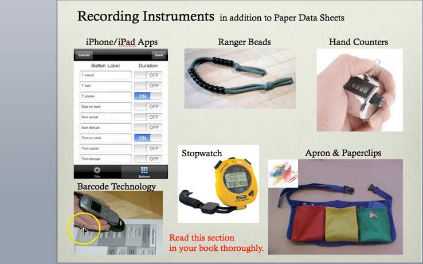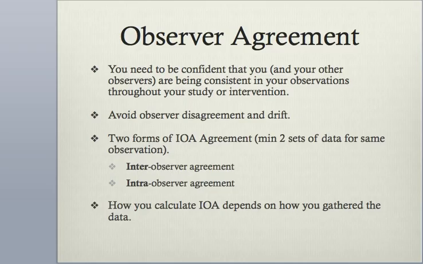Your book talks a lot about these different kinds of technologies, so you want to make sure you read this section in your book really thoroughly. Now, as part of training for observation, one of the things that's very important is that all of your observers are consistent in their observations throughout your study and throughout your intervention. You want to make sure that everyone who is gathering data is using the same definitions. How you define your behaviors, how clearly and explicitly they're defined, knowing the difference between what is included and what's excluded is really important.